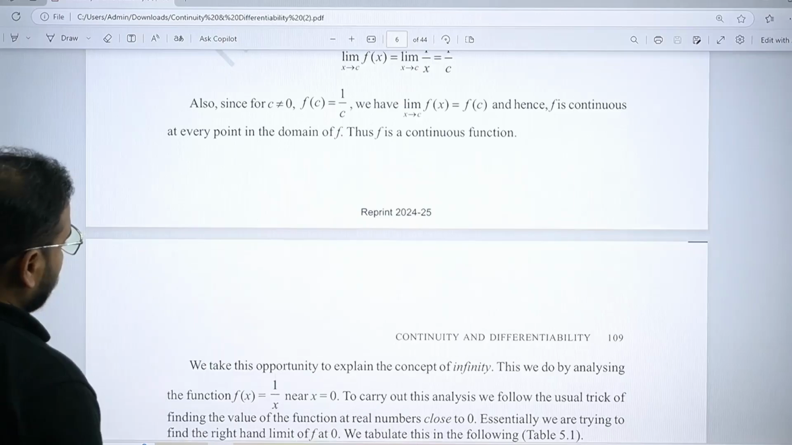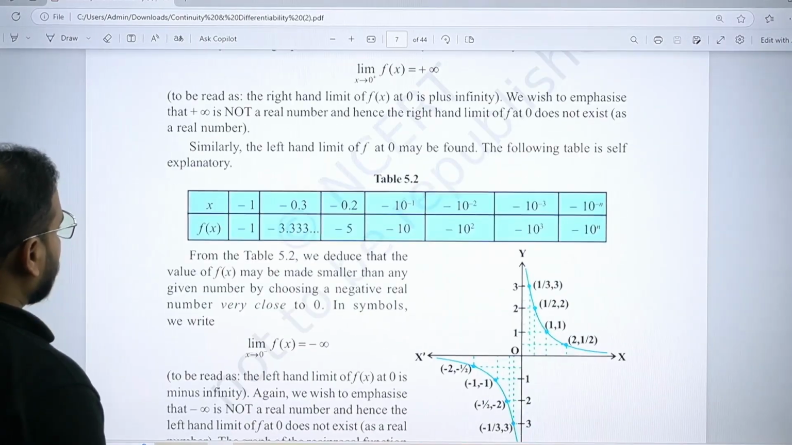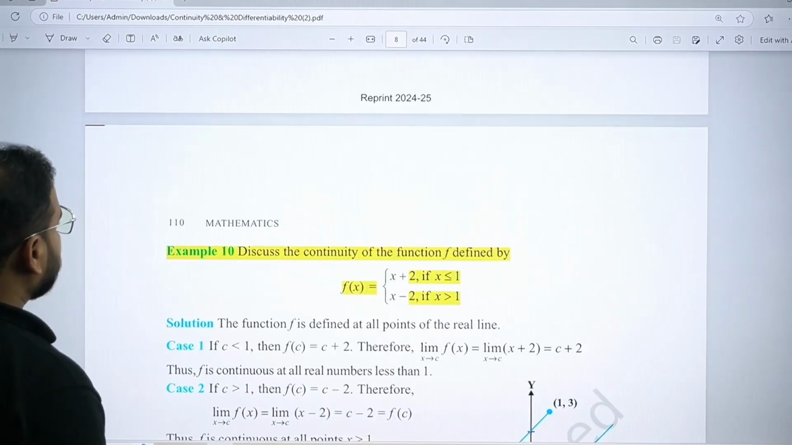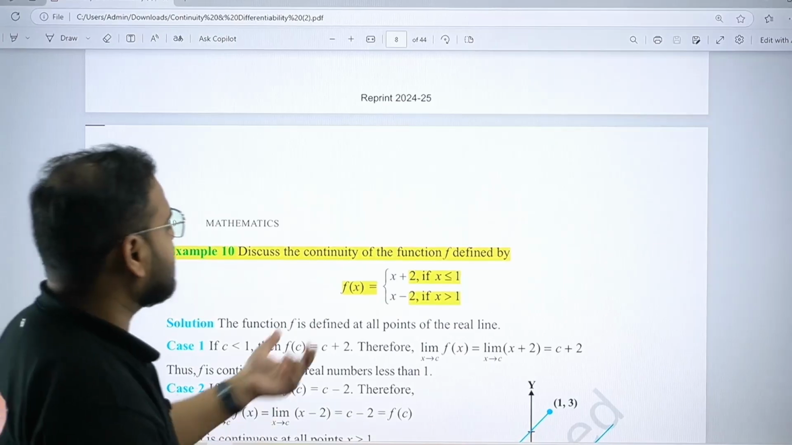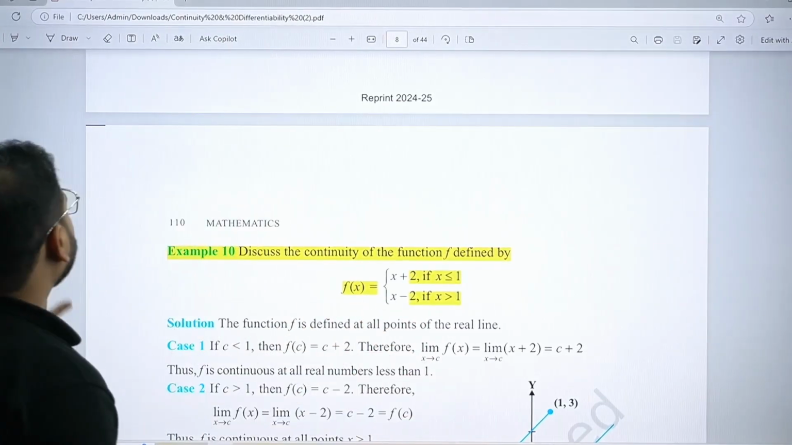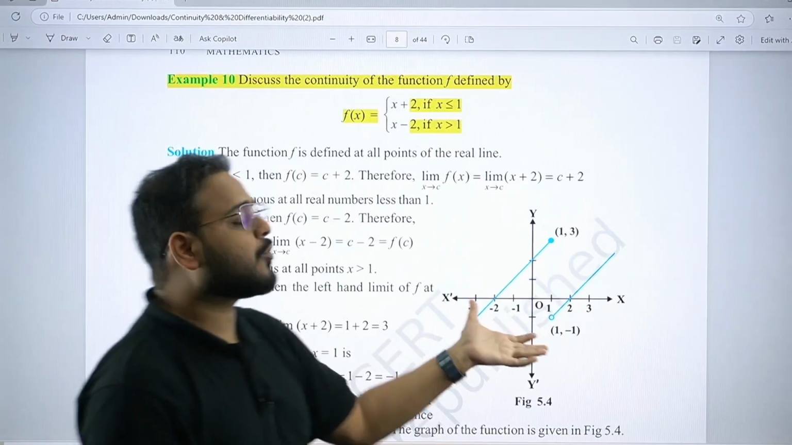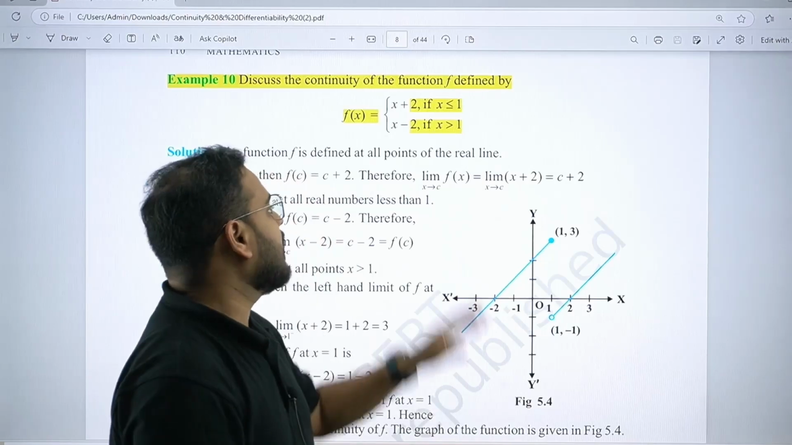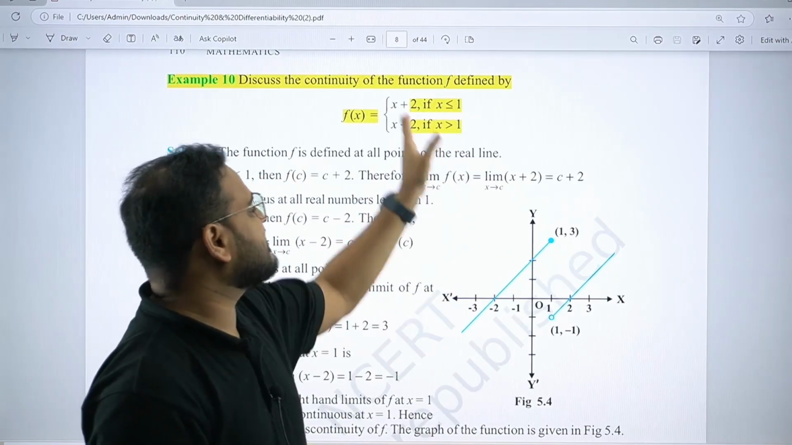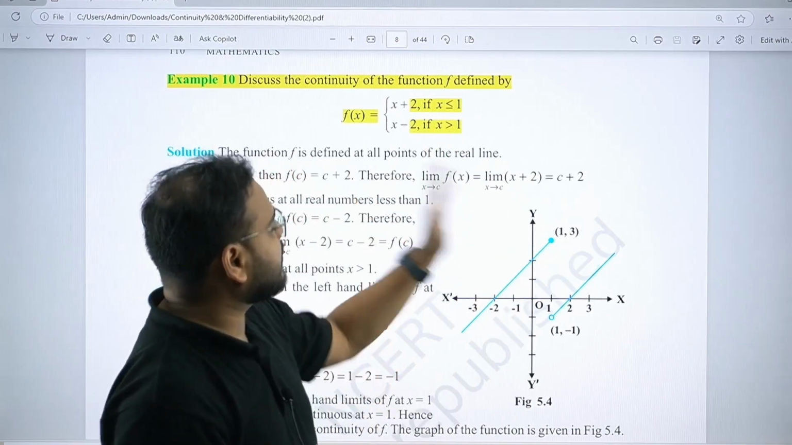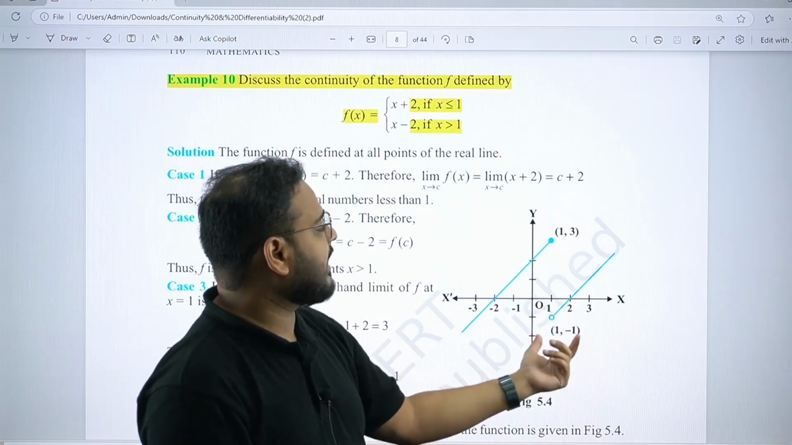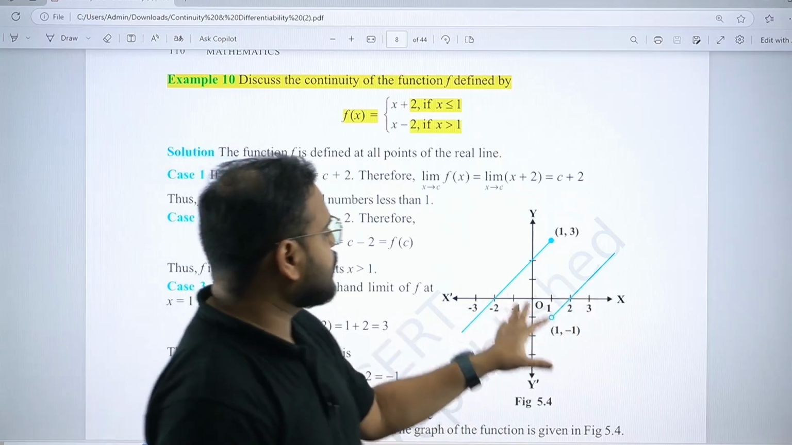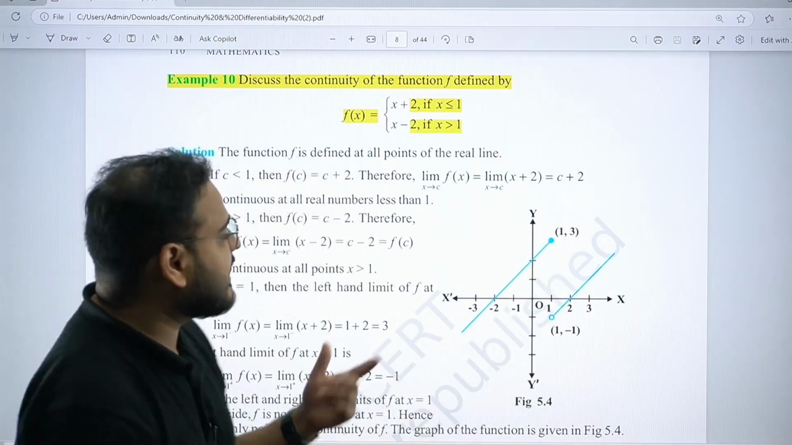Okay, and you can again do example number 9. Example number 10. Again, this is a simple question. Check this out here. You'll have 2 different graphs. This graphical approach helps you understand the question very simply. Before the point 1 there's a different curve, x plus 2, and after the point 1 you have a different curve, x minus 1, x minus 2. So you have to identify the graph like that and check the value.